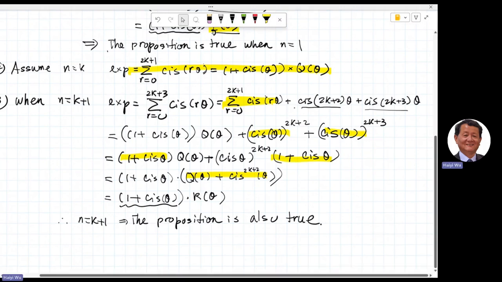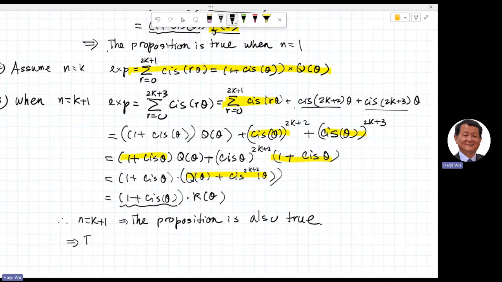So the final conclusion is that the proposition is true for n equal to positive integers.